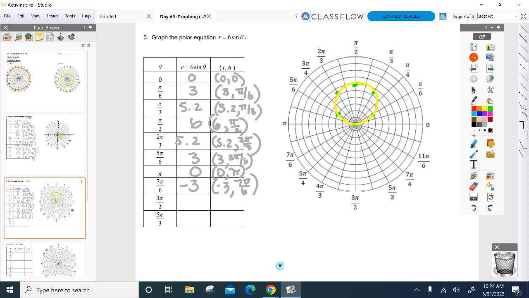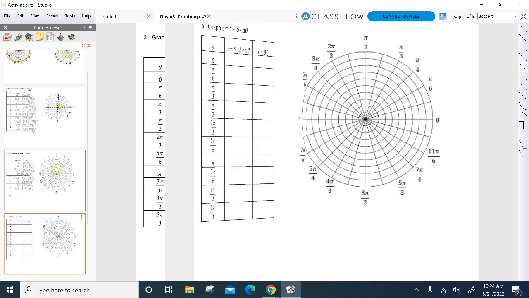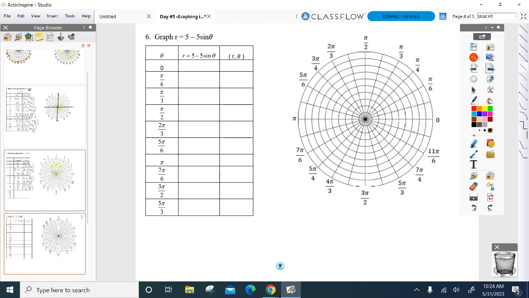So that's a circle. Now we're really going to get heavy. Buckle up. This is what I've been waiting for all unit. Look at this. 5 minus 5 sine theta. Not a circle anymore, right? Because I added in that little part right here. So let's graph it and see what we got.